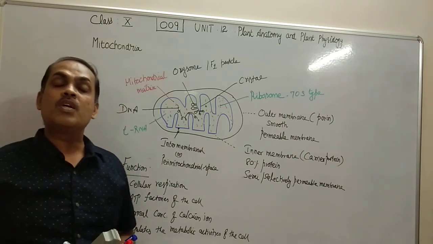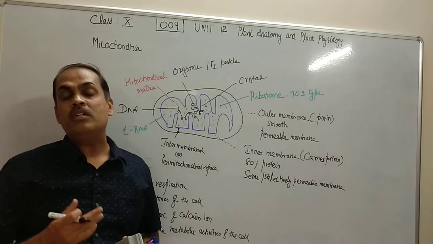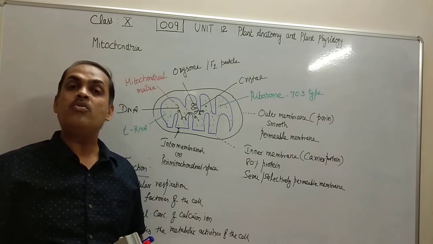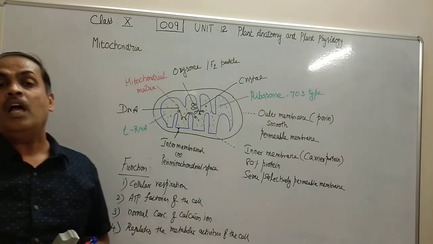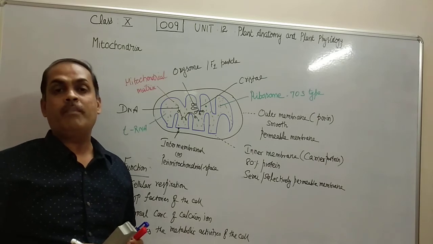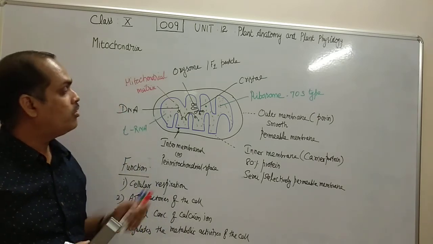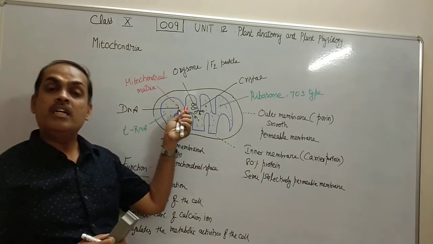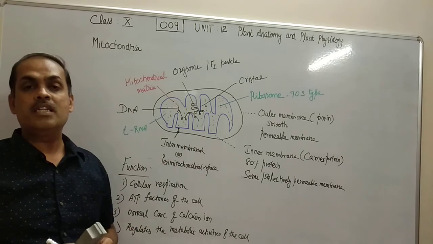So in this class, we have understood mitochondria, which is a very important organelle found in most of the eukaryotic cells. We call it the powerhouse of the cell, and we have also understood the structure of the mitochondria, which is a double membrane bound organelle. We have studied the outer membrane, inner membrane, crista, the mitochondrial matrix, oxysomes, and all the other structures.